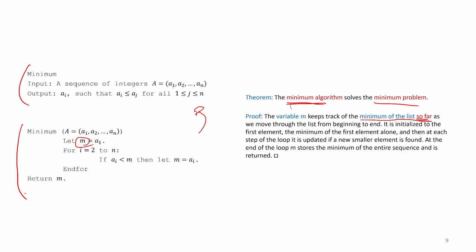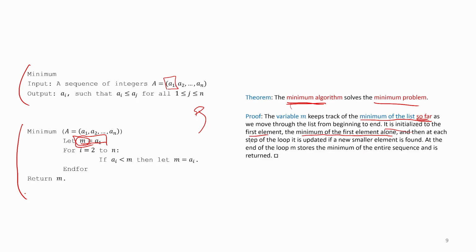What does that mean? At first, when we initialize it to be a1, it's the minimum of just the first element of the list. Well, if the list only had one element in it, that element is its own minimum. So when we initialize M to be A1, it's the minimum of the list so far, just for the first one. So that's this first bit it says here. It is initialized to the first element, the minimum of the first element alone.